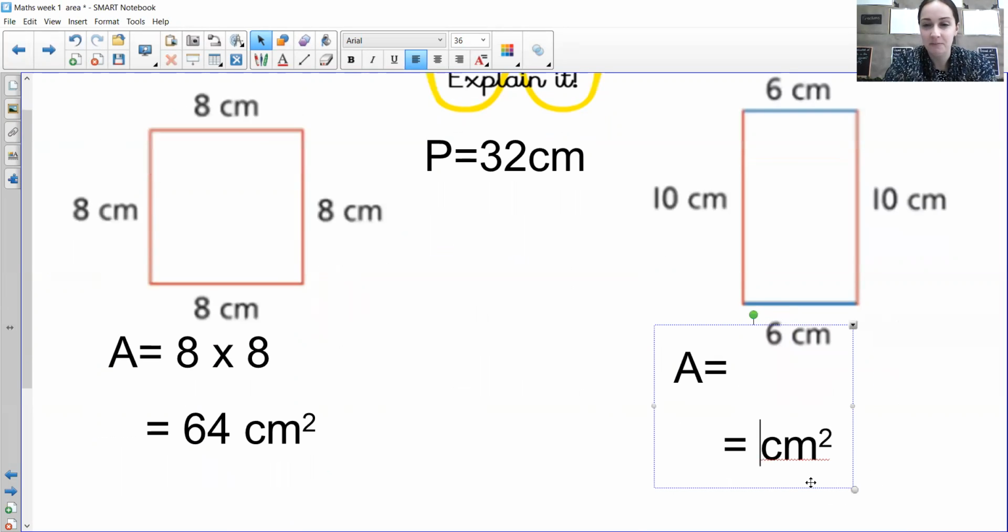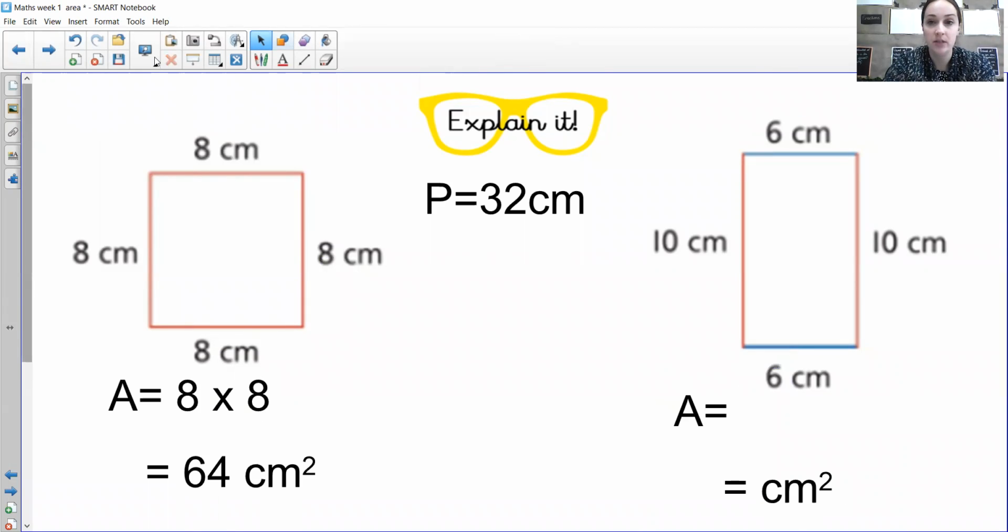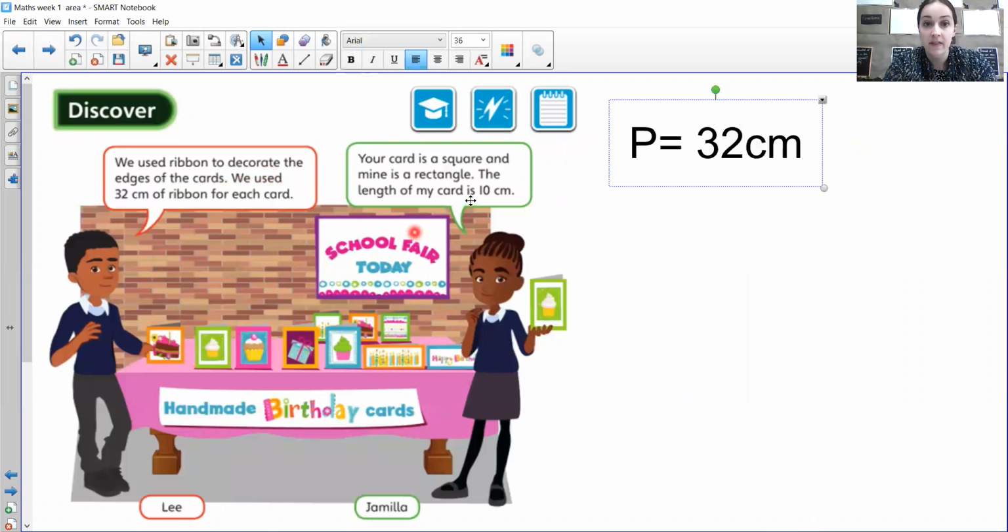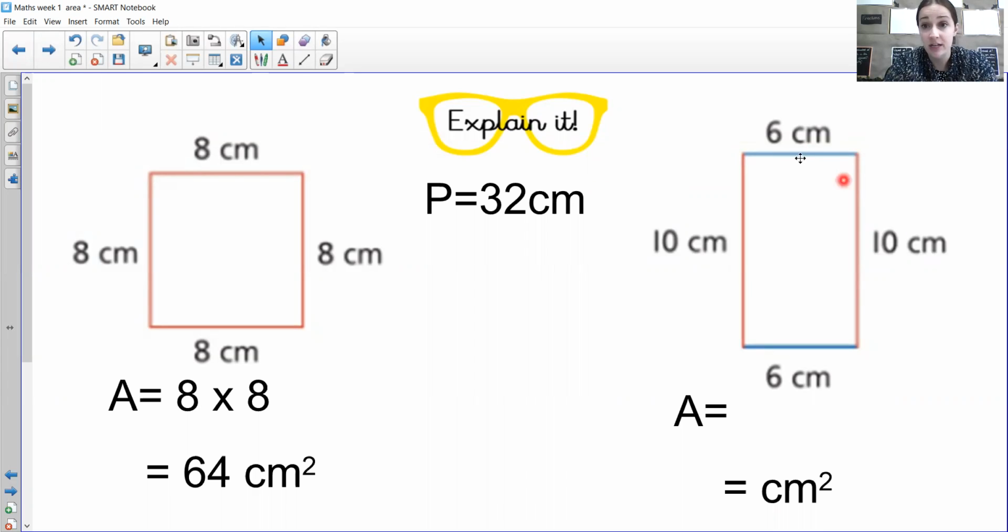Right, let's have a look at Jamila's card then. So information then, Jamila told us that her card was rectangular. So here is the rectangular shape. Did you tell us something else? Well, Jamila also told us that the length of one side of her card was 10 centimetres. So it doesn't matter which way around you labelled it. You could have had your 10 centimetres up here. You could have had your 10 centimetres down here. It didn't matter. But one of the lengths has to be 10 centimetres.